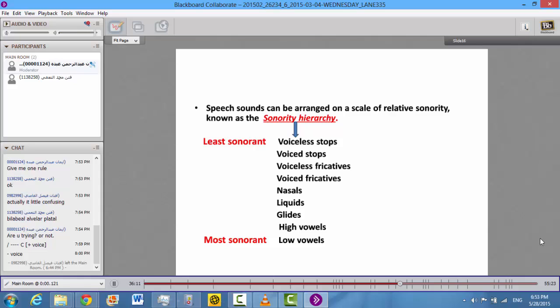The least sonorant are voiceless stops. They're not as loud as the voiced stops. And then the voiced stops are not as loud or sonorant as the voiceless fricatives. And then we have the voiced fricatives, nasals, liquids, glides, high vowels and low vowels. The final ones are more sonorant than the previous ones. Or we can go from bottom to top: the most sonorant sounds, the vowels, and then the glides, and then liquids, and then nasals. Then we go up, and the more you go up here, the less sonorant: the voiced fricatives, voiceless ones, voiced stops, and voiceless stops. So this is a scale to show the sonority hierarchy from the least sonorant to the most sonorant or vice versa.